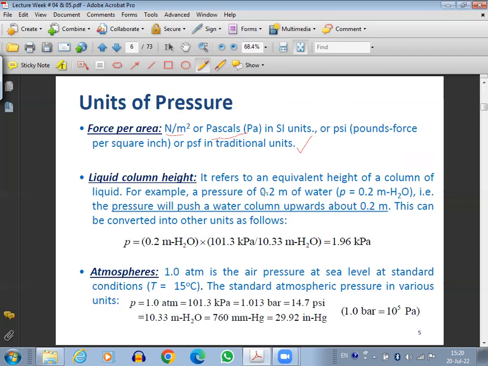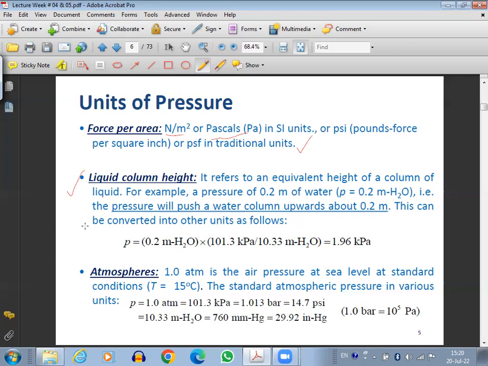Now this is something which you have already studied. Pressure, how do we define pressure? What's the unit of pressure? Pascal, Newton per meter square. But there is another way of defining it, and that is by the liquid column height. This is something new. This is also a unit of pressure, liquid column height.